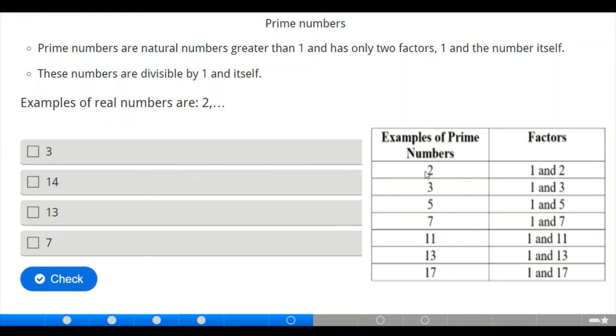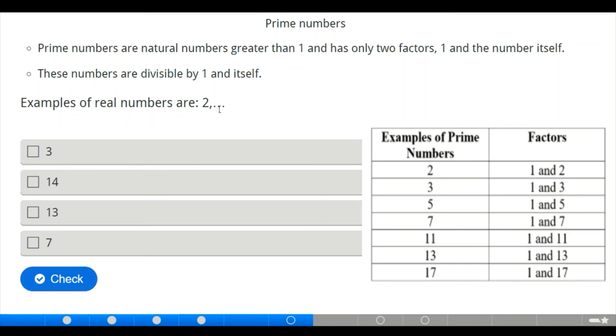So the factors for this number are 1 and 2. We have 1 and 3, 1 and 5, 1 and 7, 1 and 11, 1 and 13, and 1 and 17. So now let's look at the examples of prime numbers that we have here. So what are examples of prime numbers?